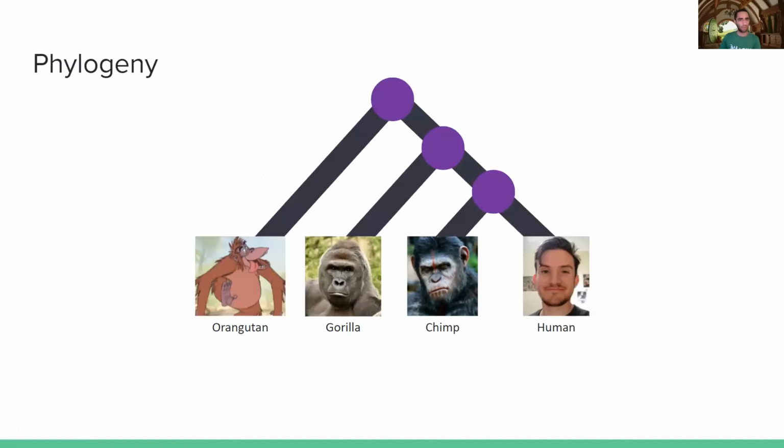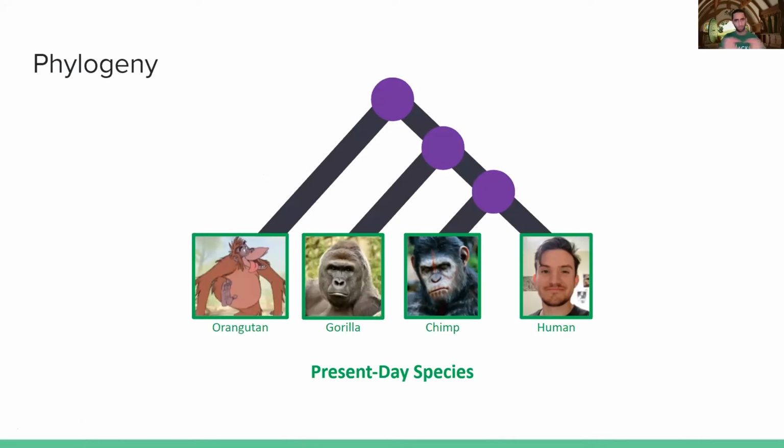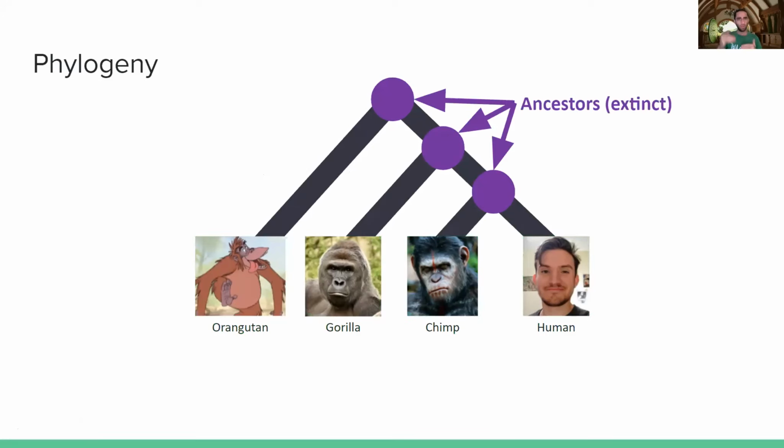So here's an image of a phylogeny, for people that might not be comfortable with the term. It's just a fancy word for evolutionary tree. I imagine most people here have seen some form of a phylogeny in the past, but basically it's a tree structure that shows the evolutionary relationships between species. At the leaves, at the bottom, we have present day species. And the internal nodes, up and above, are the ancestors of the present day species, which we typically assume to be extinct.